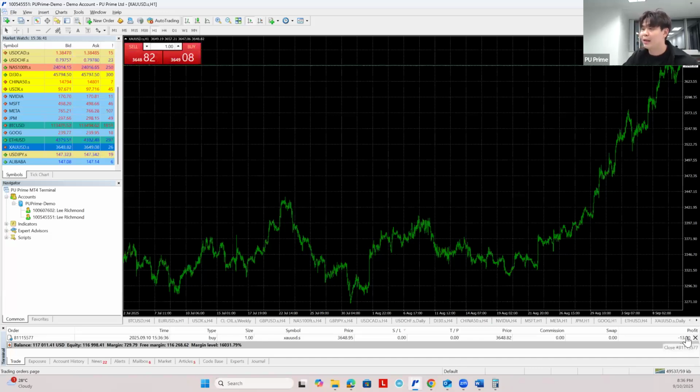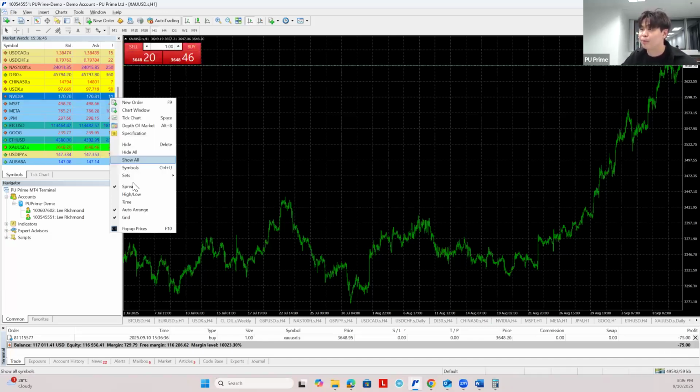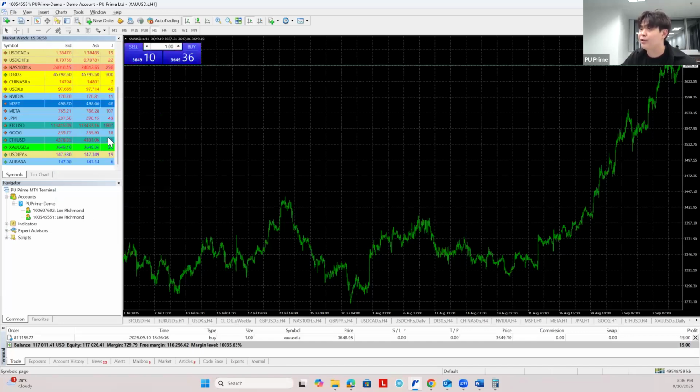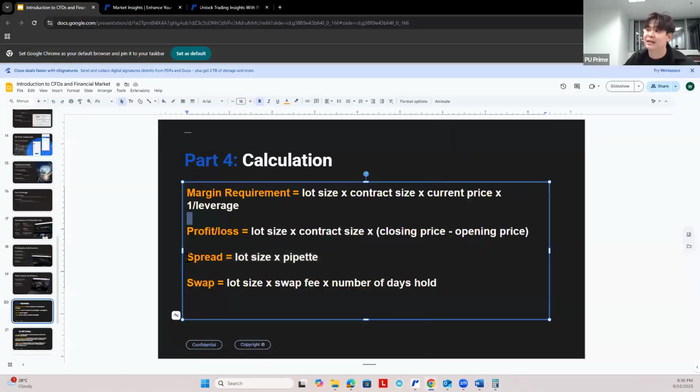So if you wonder how much you need to pay to the broker every time you open a trade, use your MT4, right click on spread, and then take this amount and multiply it by the lot size. It will automatically convert into US dollars already. So this is the basic. And then the next thing is regarding the swap.